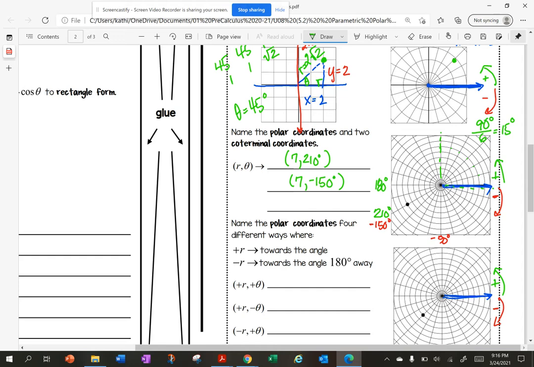It's asking me for a third one. So if I take 210 and add another whole rotation, and a whole rotation is 360 degrees, that's going to be 570 degrees. So I can say another rotation is at my radius of 7 and 570 degrees. Okay, so we're just tying in several things together.